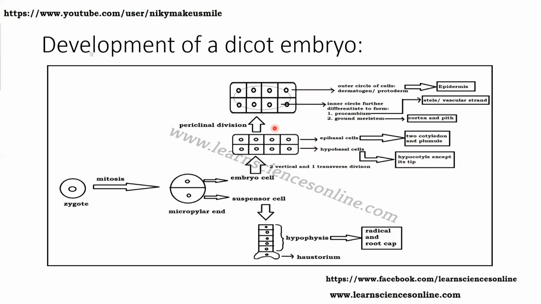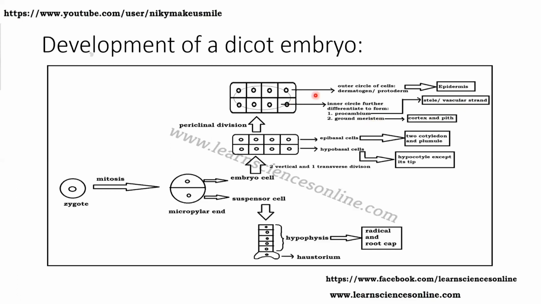Then afterwards, periclinal division takes place in these cells. This periclinal division is the round division which makes two circles of cells, inner eight cells and outer eight cells, like this. The inner circle further differentiates to form procambium and ground meristem. So this ground meristem ultimately develops to form cortex and pith, and procambium forms stele and vascular bundle.